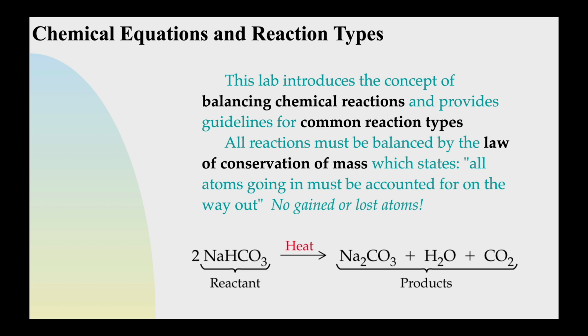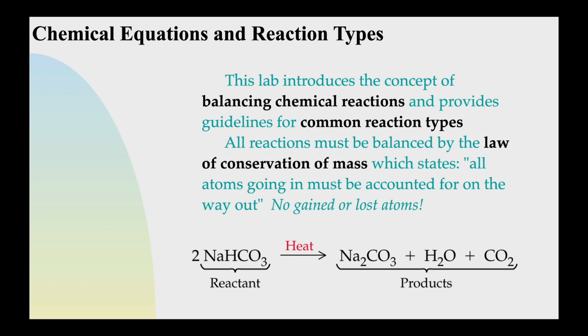The important thing to remember is that this whole section is about the law of conservation of mass, which says that all the matter that goes in has to be accounted for on the way back out. Because chemists are concerned about atoms, all the atoms that go in have to be accounted for on the way back out. You're not going to create or destroy any atoms along the way. I sometimes call this the accounting section because we're paying attention to where atoms are coming from and going to.